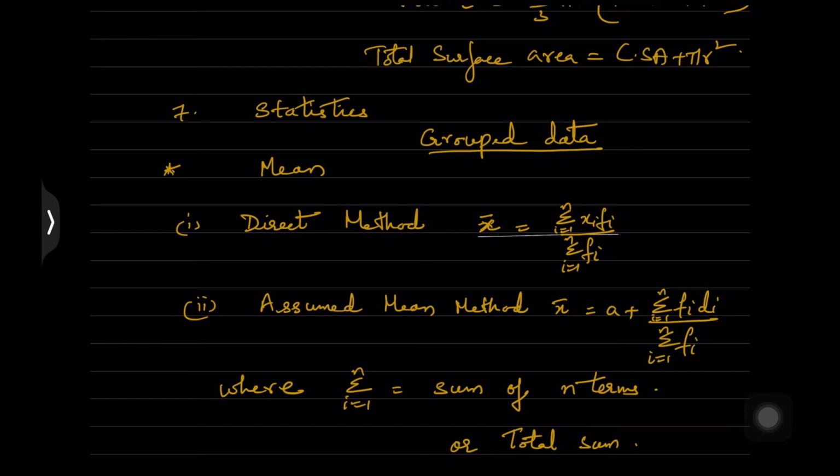So for mean, what is the grouped data? You have two methods here, that is the direct method and the assumed mean method. These two can be given in the exam.